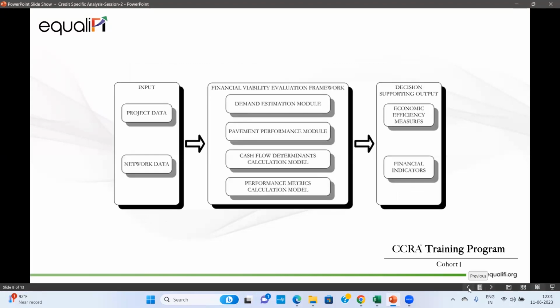So these are some inputs for the project. Data and network data are all the inputs, and the financial viability evaluation framework consists of my demand estimation module, what we had discussed, and the payment performance module: how my payment will come, what would be the credit period, what would be the cyclicality of the payment, and the cash flow determinant calculation model. That is the reason for which we have been doing a thorough brainstorming.